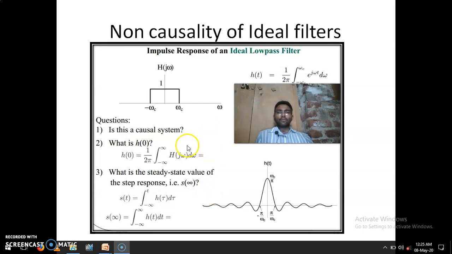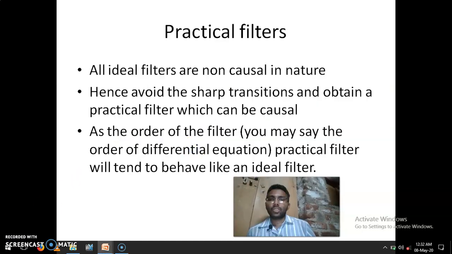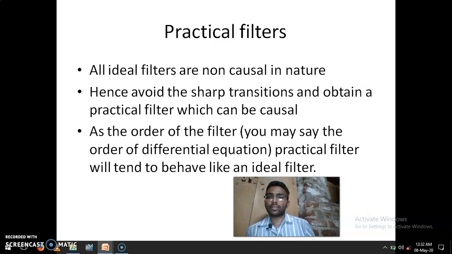So this is the problem with the ideal filter. The ideal filters are non-causal filters. The non-causality of the ideal filters is because of the sharp transitions that we have seen in the frequency response of the ideal filter. So, in order to avoid such non-causality, instead of considering a gate function which has sharp transitions as a frequency response of the system, we will take a smooth function like a Gaussian or a Butterworth in order to obtain a causal filter and a practical filter which is realizable.